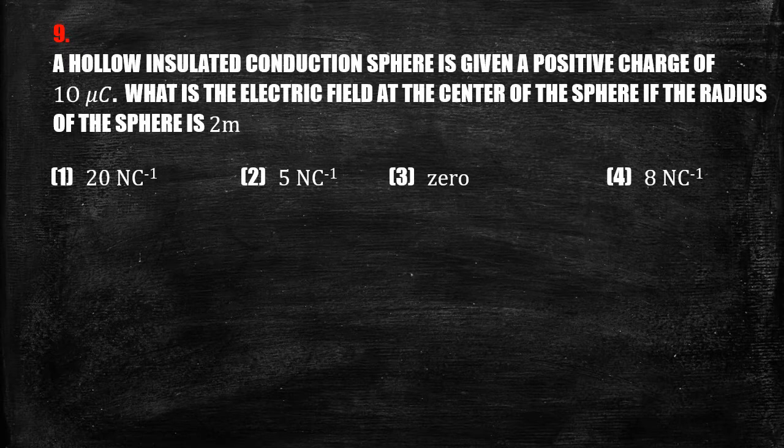Question number 9. A hollow insulated conducting sphere is given a positive charge of 10 microcoulomb. What is the electric field at the center of the sphere if the radius of the sphere is 2 meters? So here we have an insulated conducting sphere and it is given a charge of 10 microcoulomb. The electric field at the center of the sphere is what we have to find.